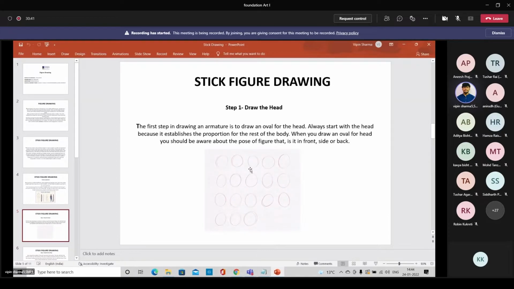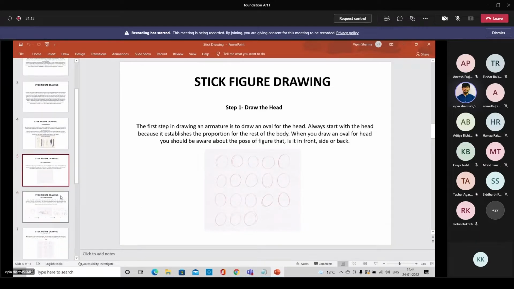We have to just mention an oval, but when we want to draw the face from the side, the oval should be changed a little bit, and we have to design it from the back side as well. So we need to understand from observation which kind of oval we have to use for the side, for the front and for the back view, right? There are a few differences we have to mention for front, side and back, but we need to start with the oval for the head. This is the first step of a stick drawing.